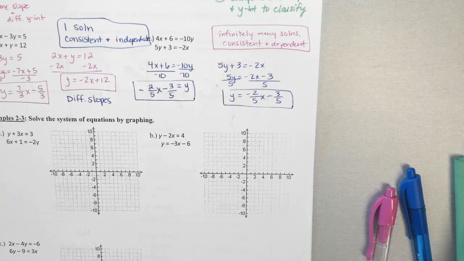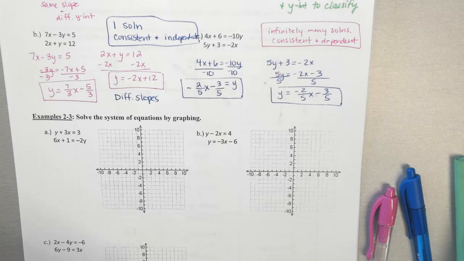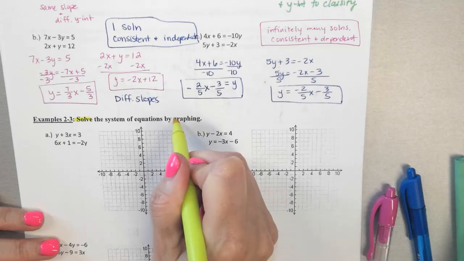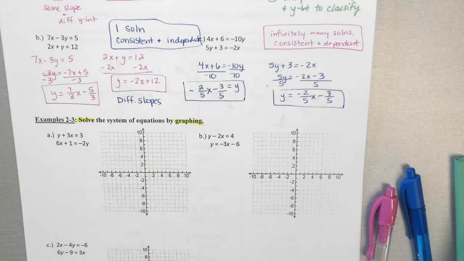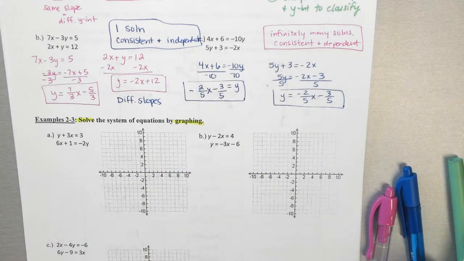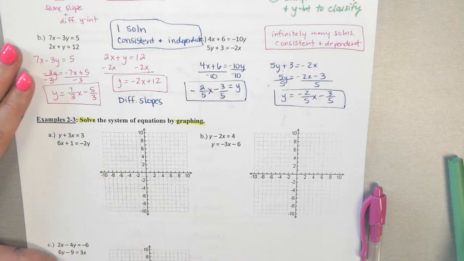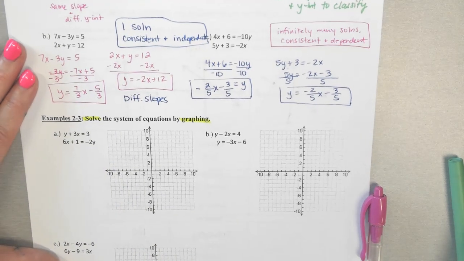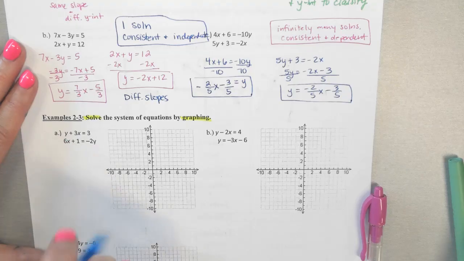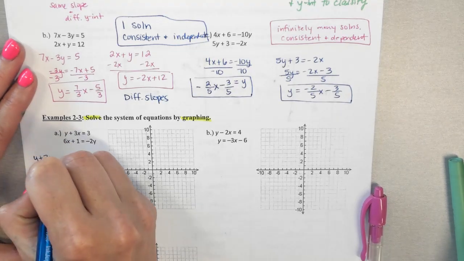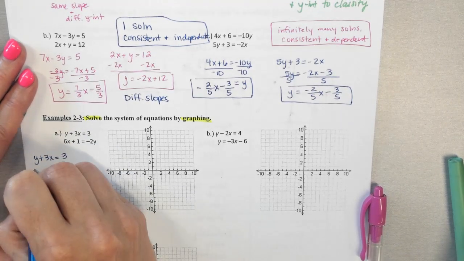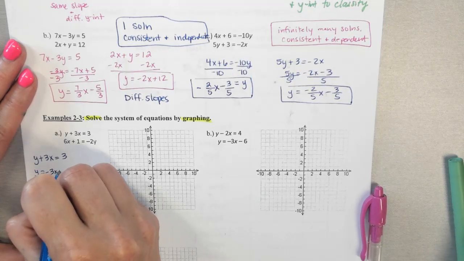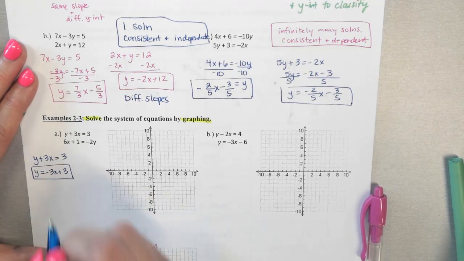All right, and then the next one says we are going to solve by graphing. So this year we have already done graphing of linear equations. So the first thing we're going to do is just make sure that those are in the form y equals mx plus b. So if I have y plus 3x equals 3, I just have to move over the 3x. And now I'm ready to graph this.